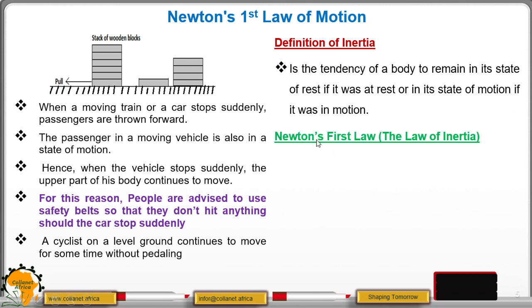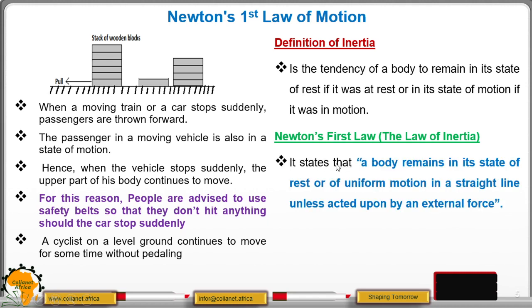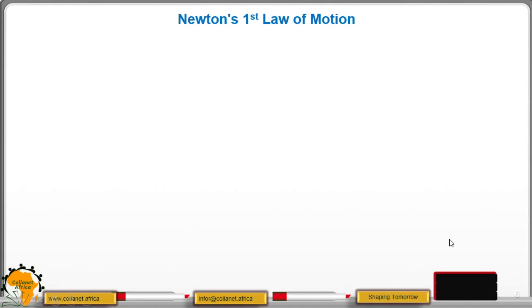From there, we can move to Newton's first law, which states that a body remains in its state of rest or of uniform motion in a straight line unless acted upon by an external force. Note the key words here. The body can be in two states: either it is resting or it is in uniform motion. Then it won't change those states unless there is an external force. This Newton's law of motion is also called the law of inertia.